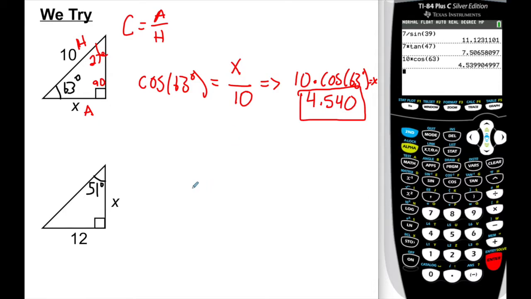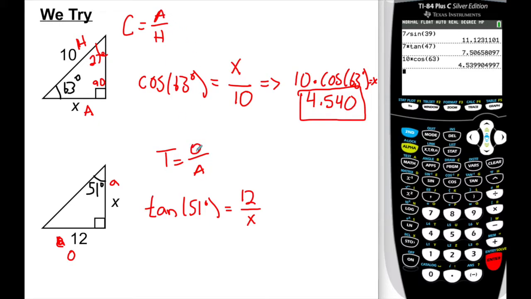All right, now for the next we try. So I have my angle of 51 degrees. Which sides do I have? I have the adjacent, I have the hypotenuse, not the hypotenuse, the opposite. So based on that, I'm going to use which of the trig ratios? I'm going to use tangent. So I'm going to set up tangent of 51 degrees is equal to 12 over x. Make sure you got 12 over x and not x over 12, because tangent is equal to opposite over adjacent.